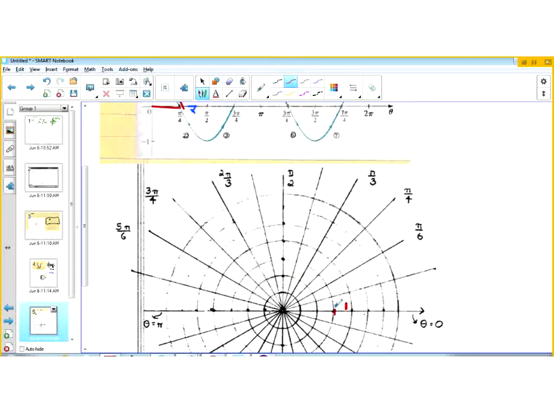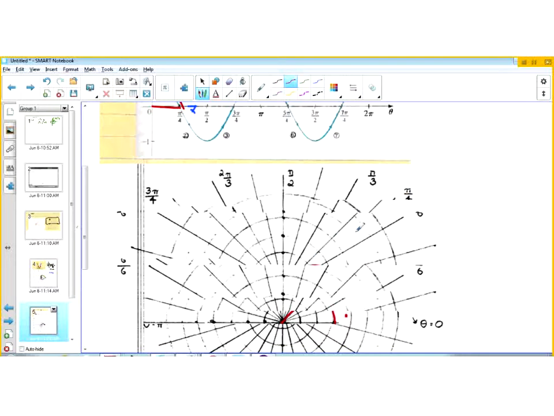Assuming this is 1, at theta equals 0, r is equal to 1, and at theta equals pi fourth, r is equal to 0. So this red arc is actually tangent to the line theta equals pi fourth. That would be the sketch shown here.